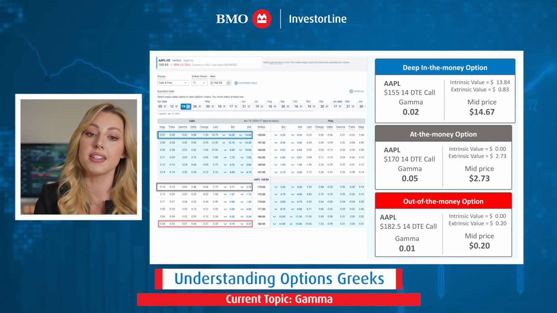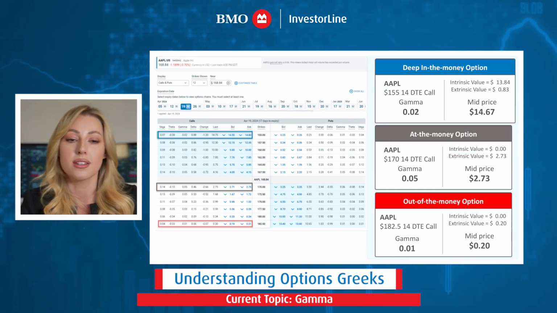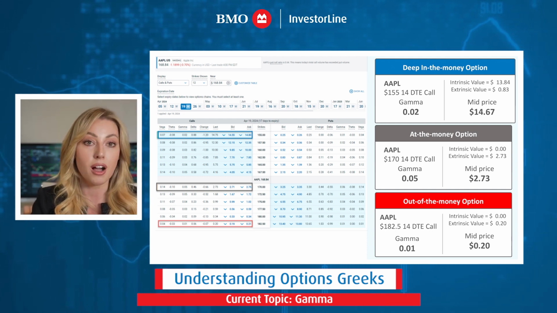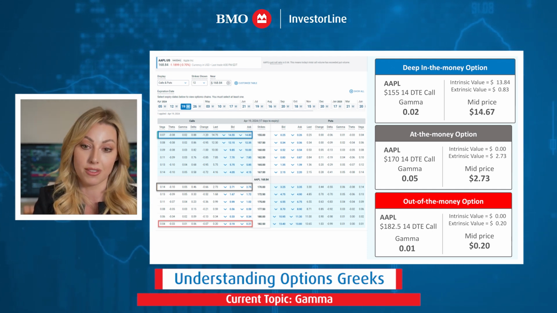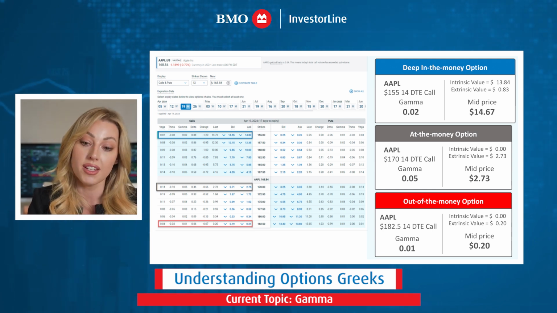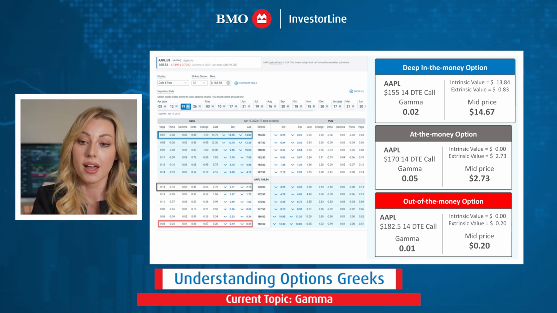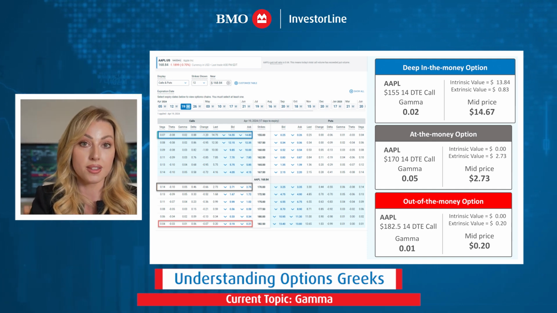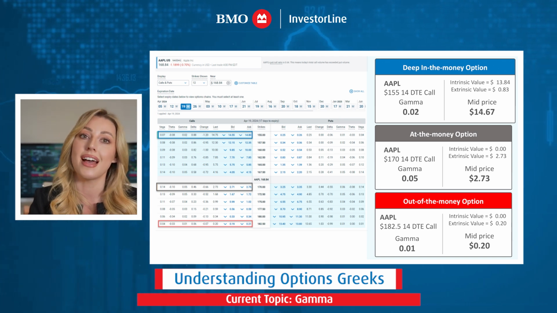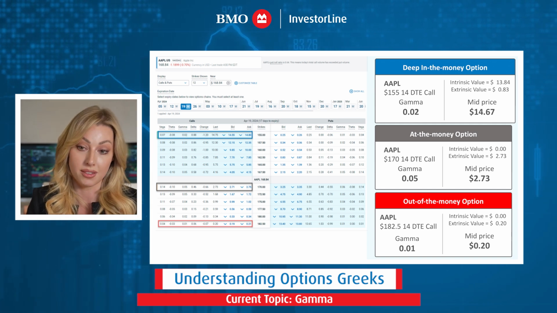So in this example, we have Apple. Apple is at 168, around 169 a share, so 168.84. And we're again looking at a deeper in the money option, an at the money option, and an out of the money option. Our deeper in the money option here is a 155, and these are all 14 days until expiration options. So keep this in mind. Again, we've got our mid price, so the difference between the bid and ask, right in the middle, and then we have the intrinsic and extrinsic value components of each subsequent options contract within this example.